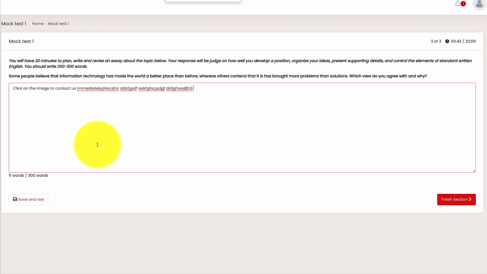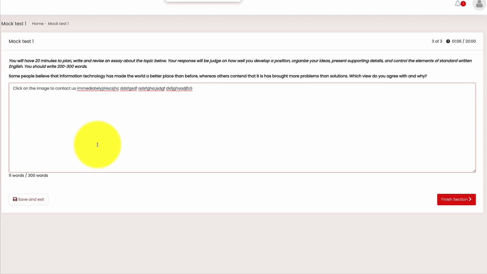Okay. Writing is the simplest one to understand in your exam. In terms of the questions asked, you have only 2 types of questions in writing. One is summarize written text, the other is essay writing. Summarize written text, you summarize a passage in less than 75 words in one sentence. And for that, you have 10 minutes. You get 2 or 3 questions.